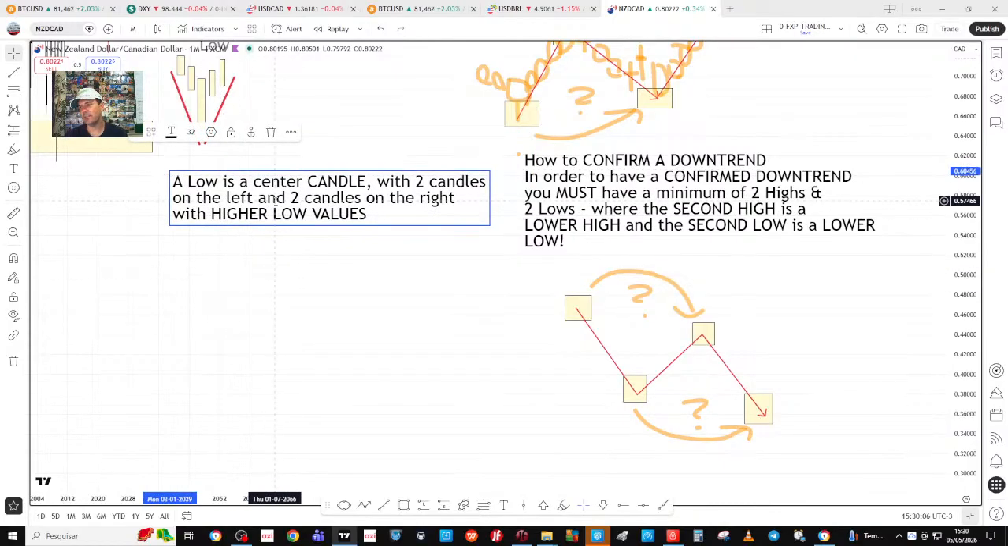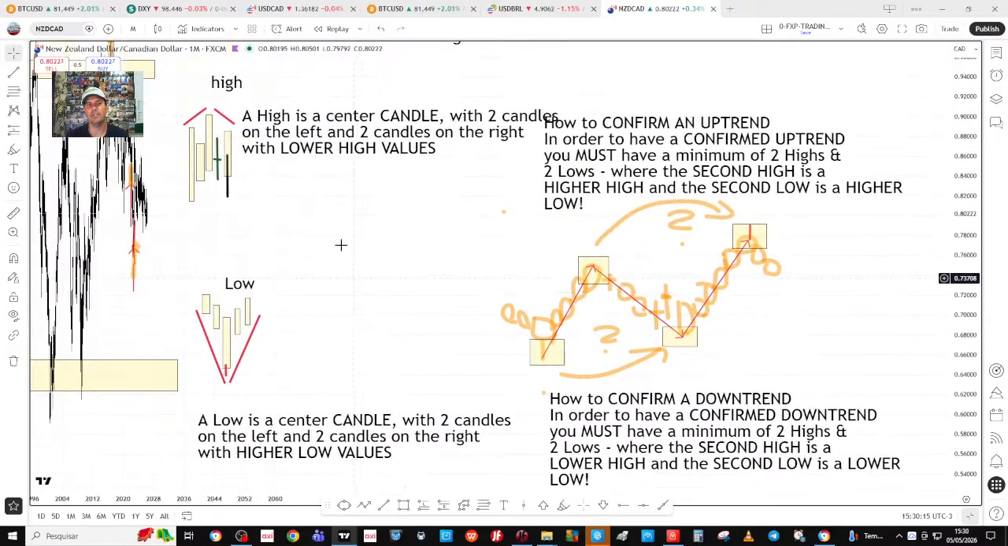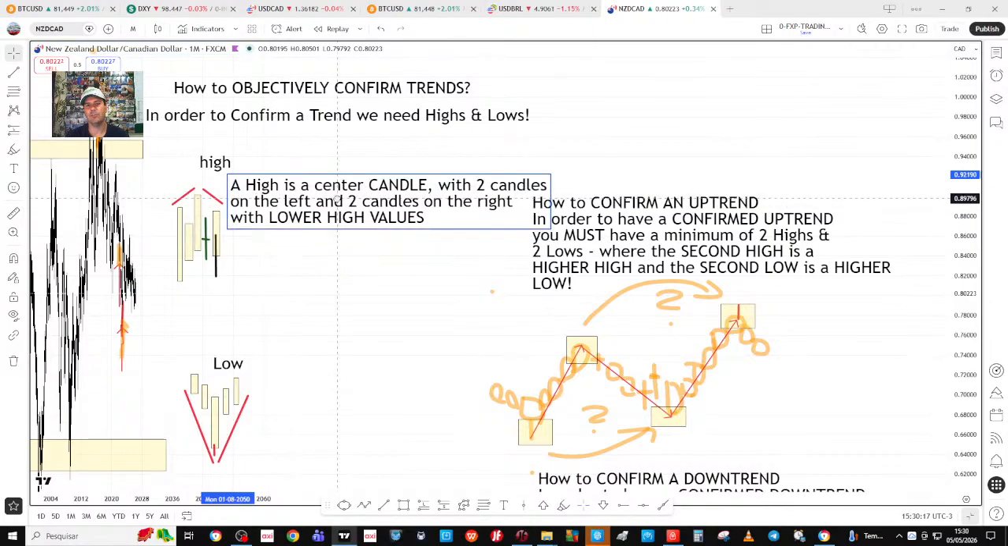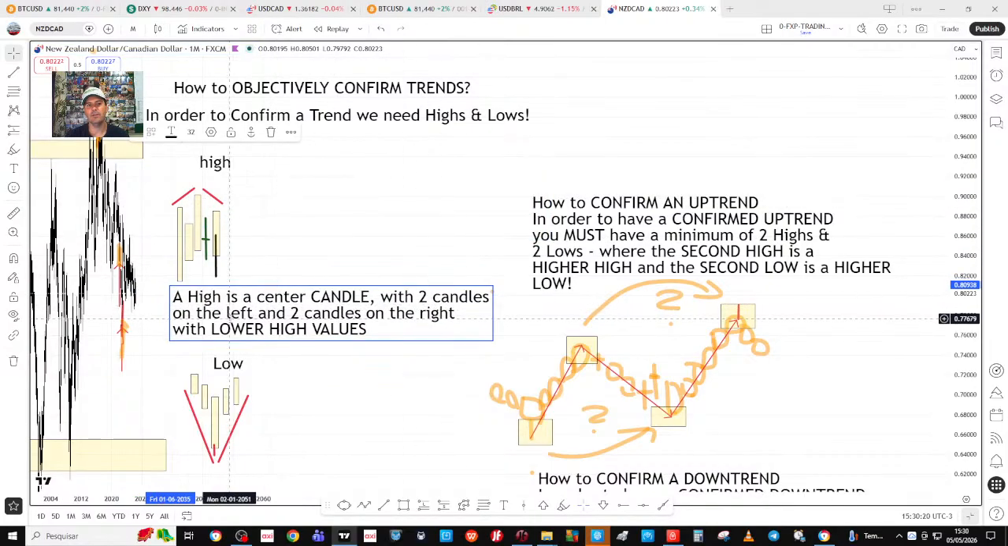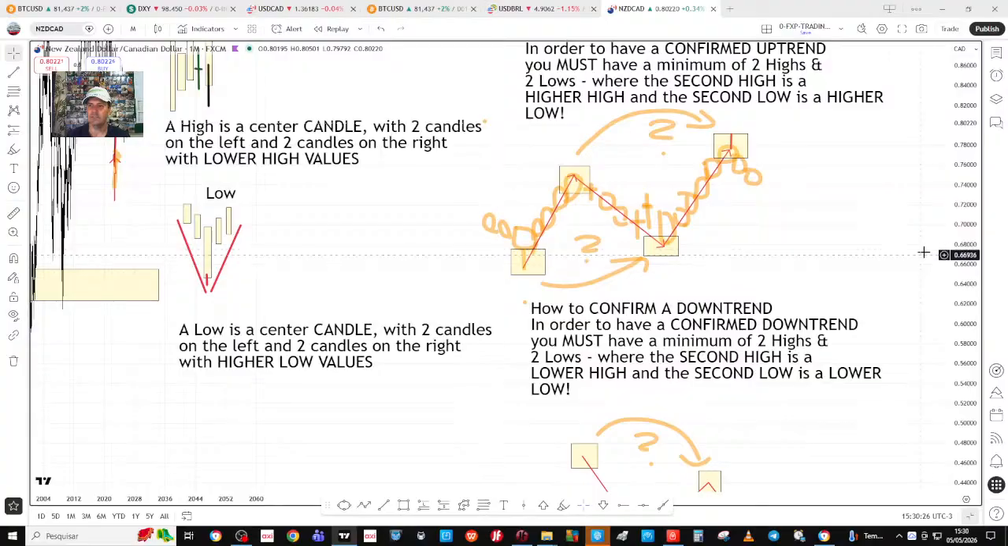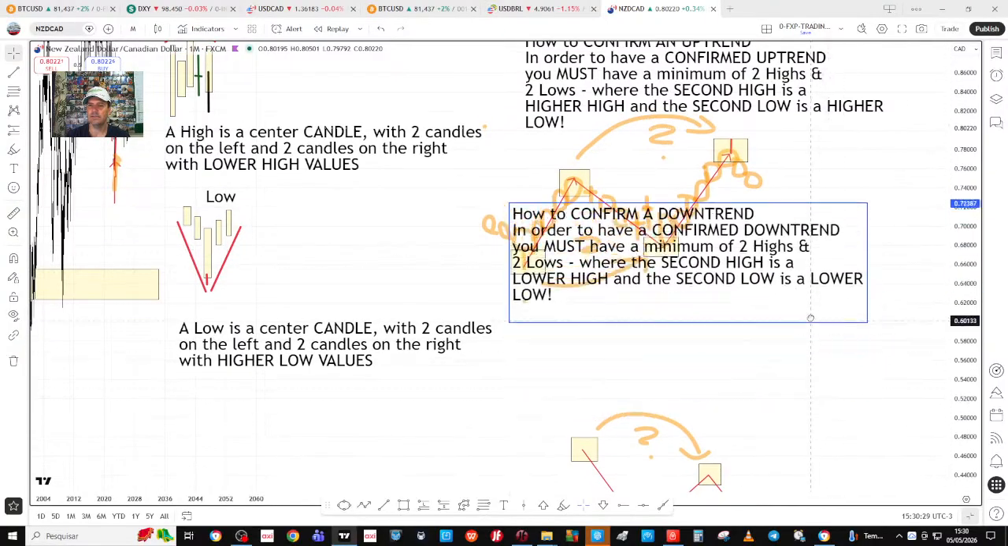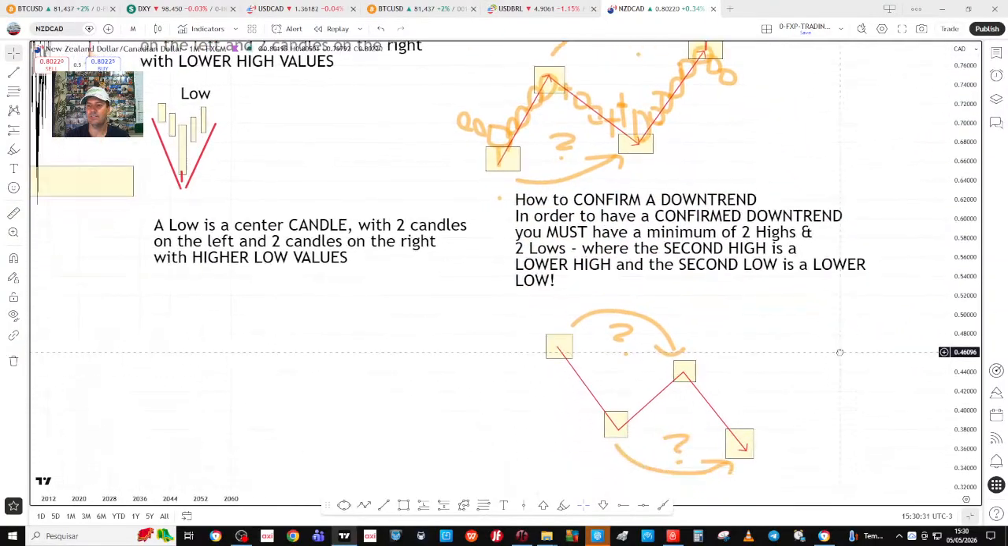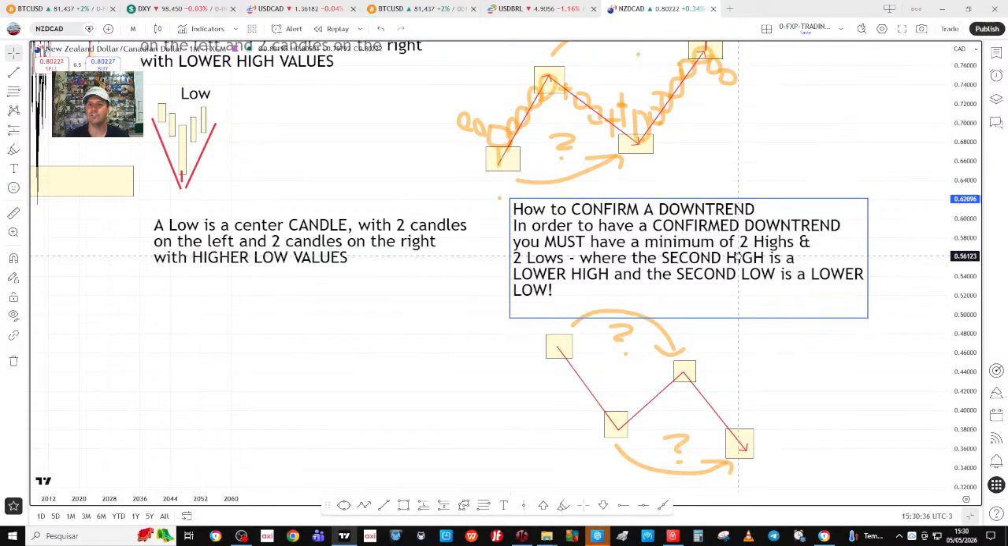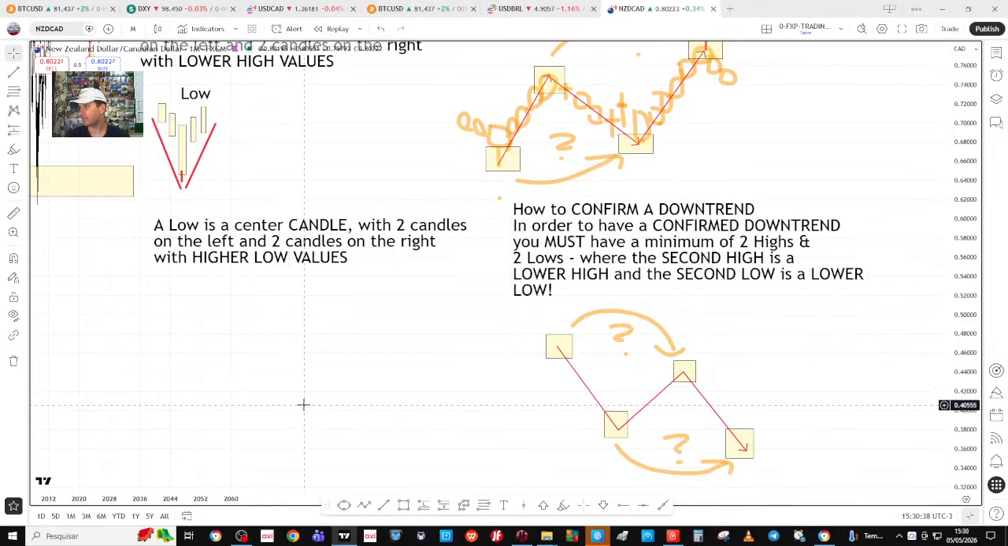It's not that difficult, right? Agreed, everybody? Not that difficult. A low is a central candle with 2 candles on the left and 2 candles on the right with the higher low values, and the high is a central candle with 2 candles on the left and 2 candles on the right with lower high value. Not that difficult, right? If you ask me, okay, everybody, yes, you must learn the definition. Who has this, James or Marcus? You must learn those definitions, everybody. Okay.